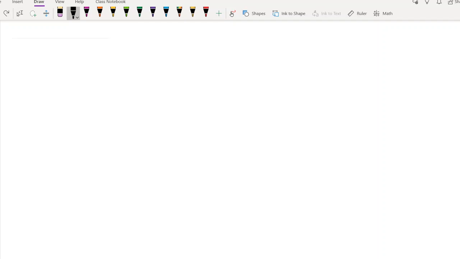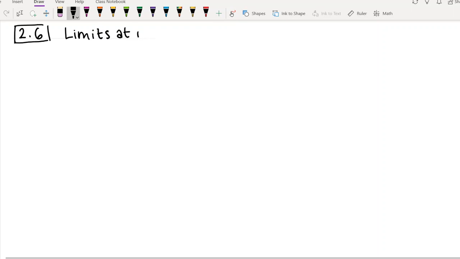Okay, so let's get back to the math. So in the book, we're now going to be in section 2.6. This section is called Limits at Infinity. We're just going to be spending one video on this. Typically, I'd probably spend a little bit longer, but like I said, I've been trying to make some choices about what to cut short just because we have a week less than we normally would in a quarter. So I want to make sure that we get to the really important stuff.